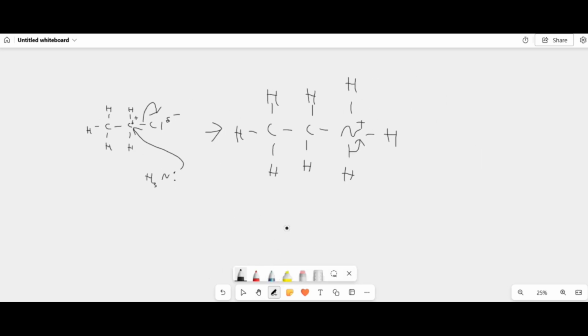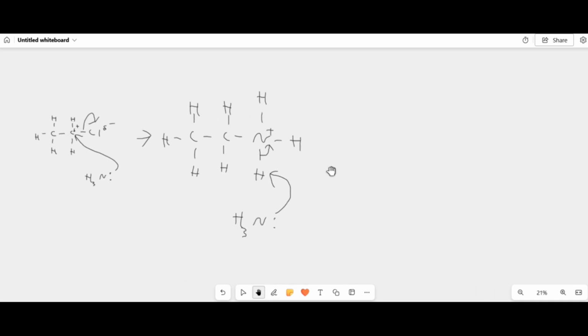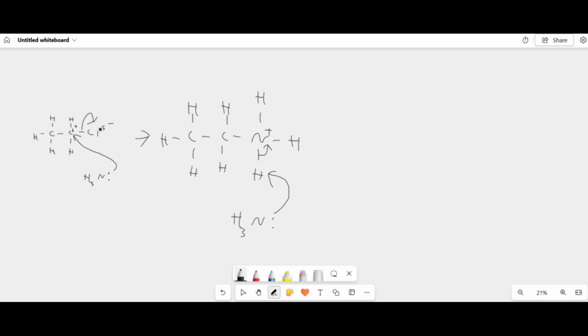And obviously, the hydrogen can't just leave by itself. It needs something to take it away. So that's where the excess ammonia comes in. We're going to use another molecule of ammonia, and that's going to take away the H here. It's going to attack that H and form a coordinate bond again to make ammonium. So ammonium plus. Also, as you can observe here, the Cl also got kicked out.